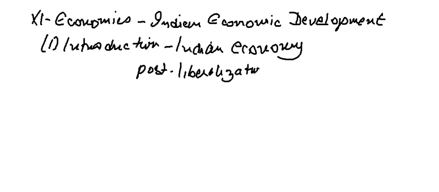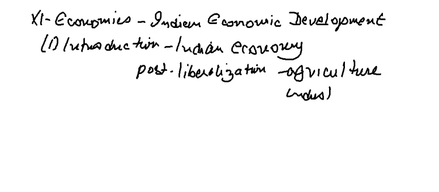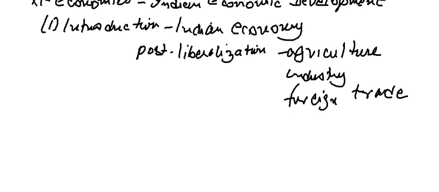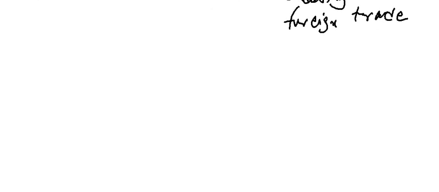This is what you need to study, and with this you have to study the main features, problems and policies of agriculture. What is in focus is agriculture. Then you have industry, and then you have foreign trade. This is the third thing, foreign trade. So basically these are the three things we are going to study here as introduction, post liberalization.